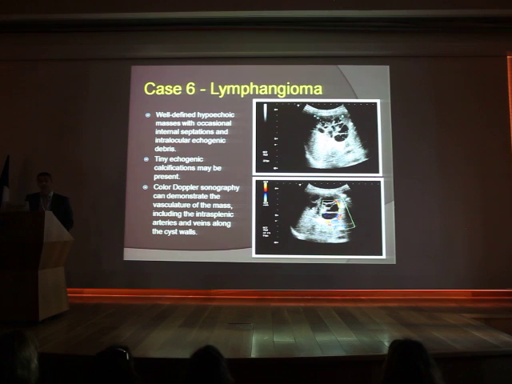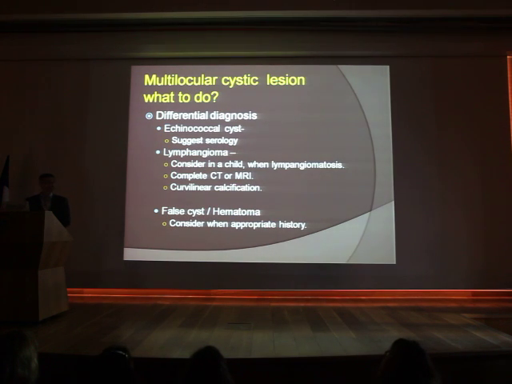So lymphangioma is a well-defined hypoechoic mass with occasional internal septation and interlocular echogenic debris. There can be some tiny echogenic calcification, sometimes peripheral calcification that can be very helpful on the CT scan. The color Doppler sonography can demonstrate the vasculature of the mass, including the intrasplenic arteries and veins, and that could be very, very characteristic for this lesion.